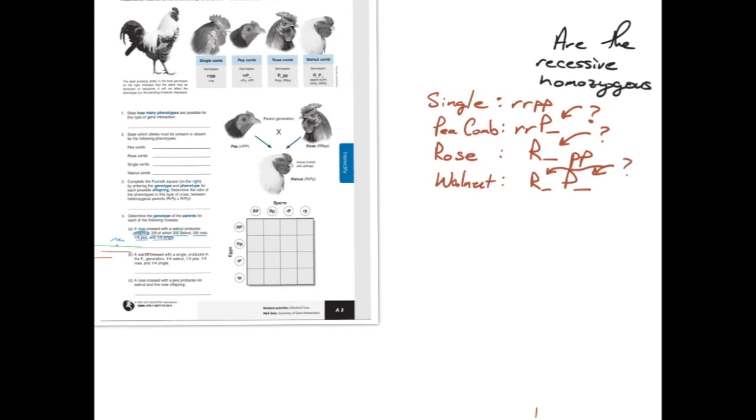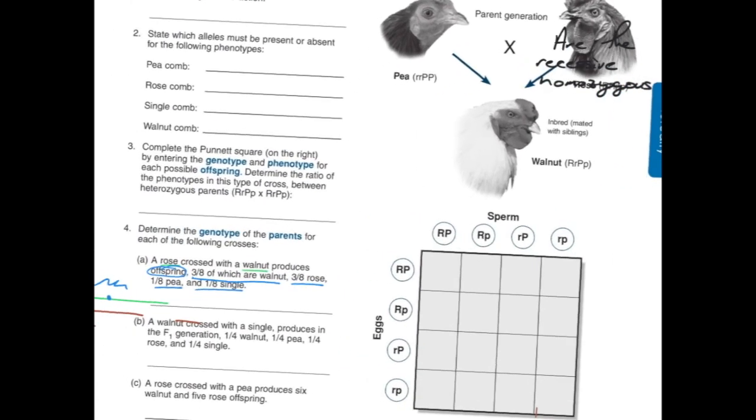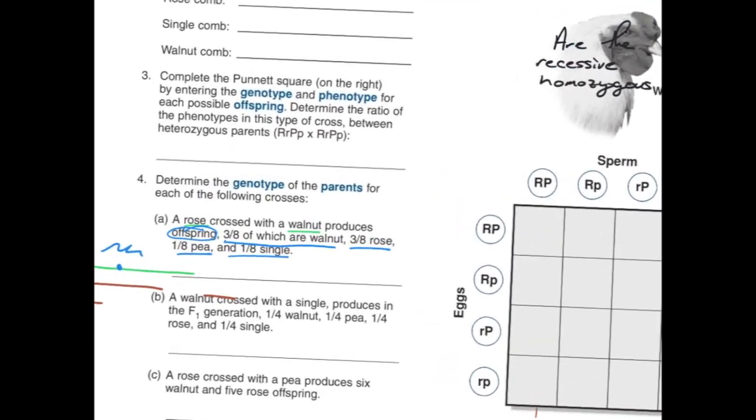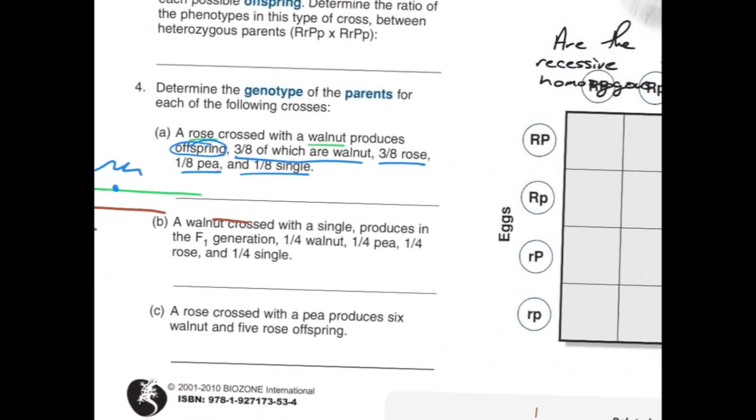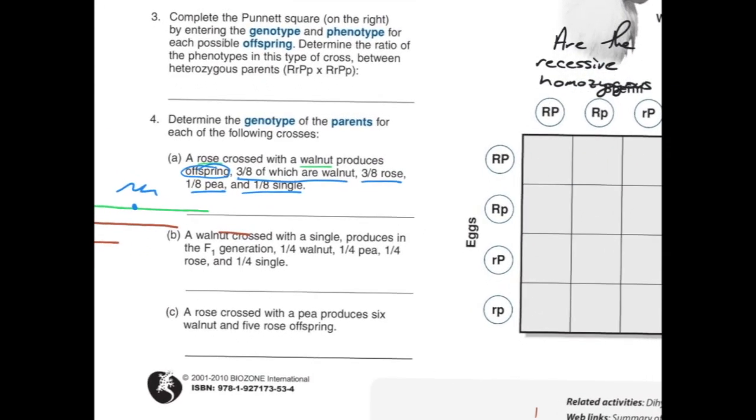Then you can see here that if you had a little r here or a big R, it's still going to be rose. And if you have big R or little r here, or big P, little p here, it doesn't impact the phenotype. And if you look carefully at the problem, you don't know what the parent's genotype is. The only thing you know is that one parent's rose, the other's walnut. That's all you know.